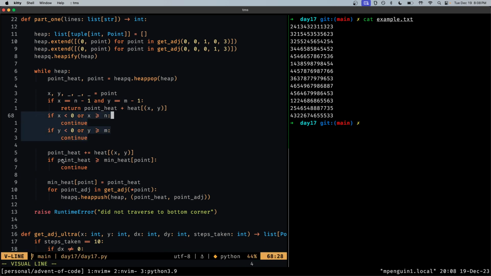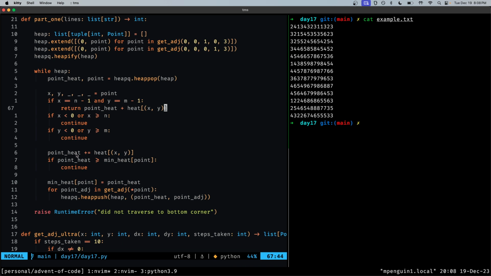So we first validate that the point is within the bounds of the search. Then we check if we're in the bottom right square. Since in Dijkstra's algorithm, the first time you reach a point, we know that we're never going to get there any faster. So in that case, we can just return the heat at that point, which is the heat that it took to get to that point, plus the heat at that point.